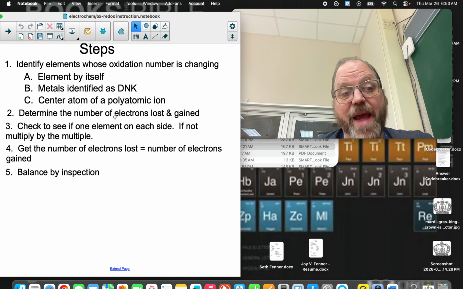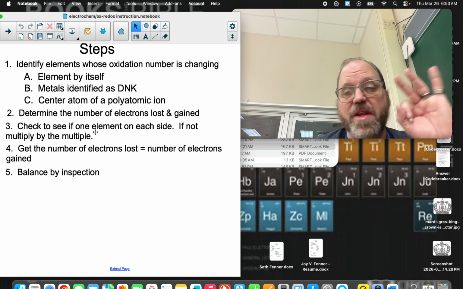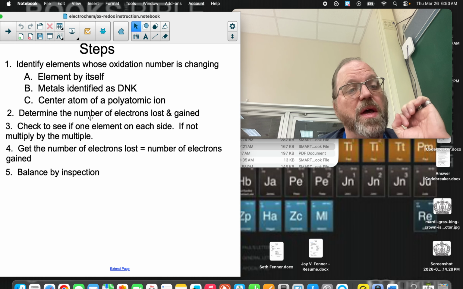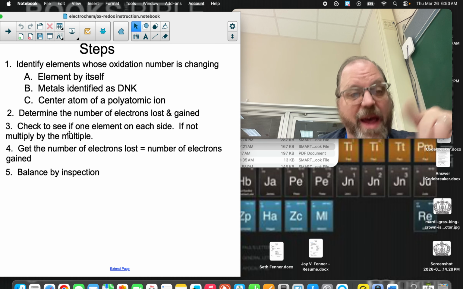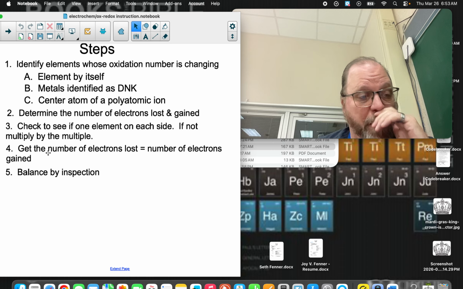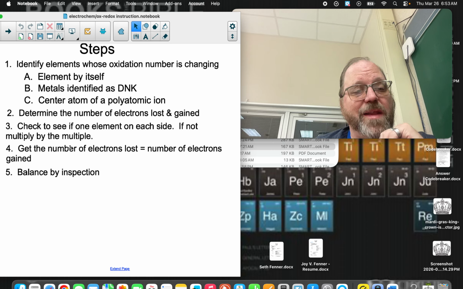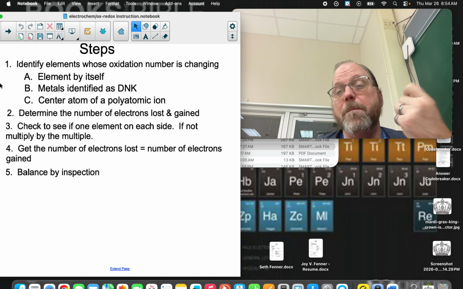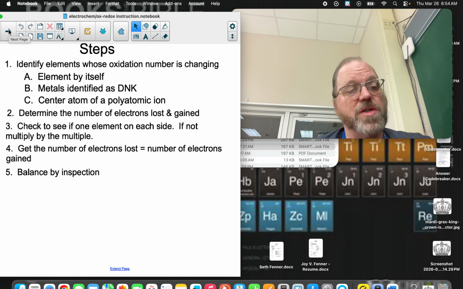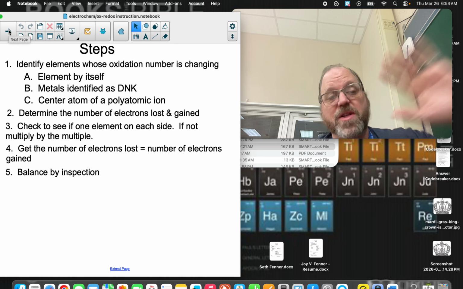Next, determine electrons lost or gained. Then, the third step, check the number of atoms to see. Make sure you check this for each side. If not, multiply by the multiple, and we'll go back and look at that. We're going to go through one of those in the practice today. Then get the number of electrons lost equal to the number gained, and then balance by inspection: metals, non-metals, hydrogens, oxygens. All right, so I've got 2 problems up there.